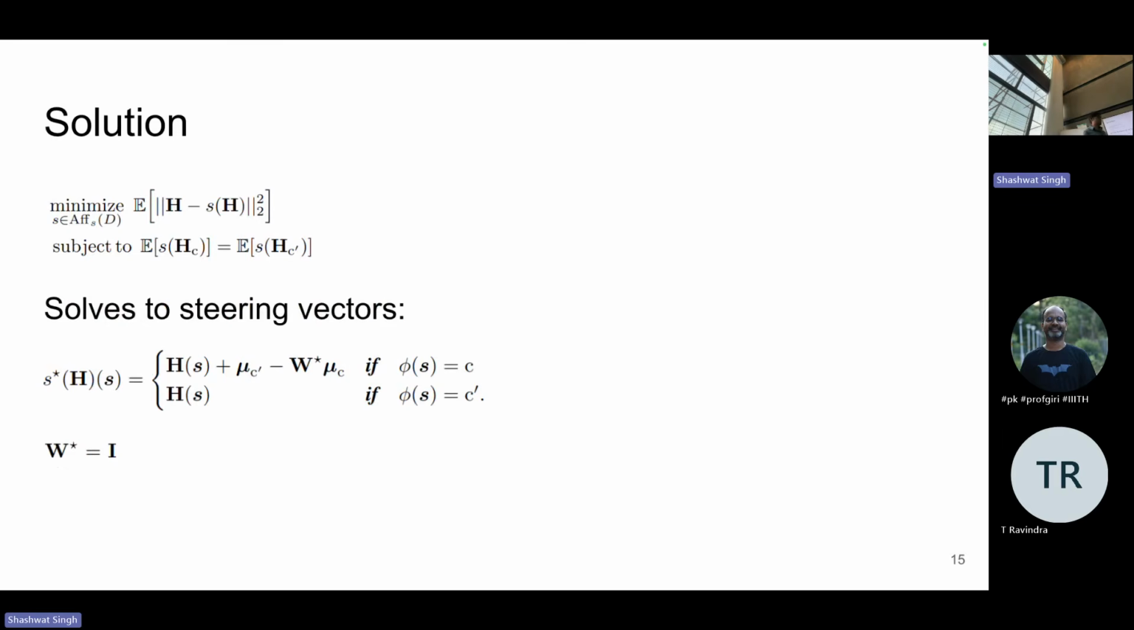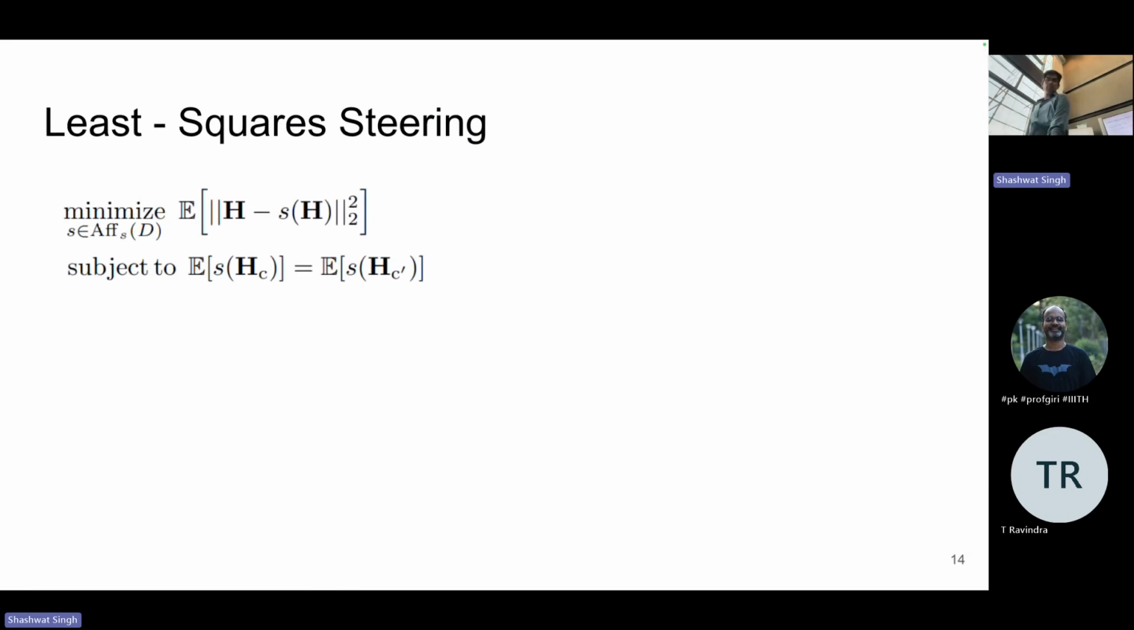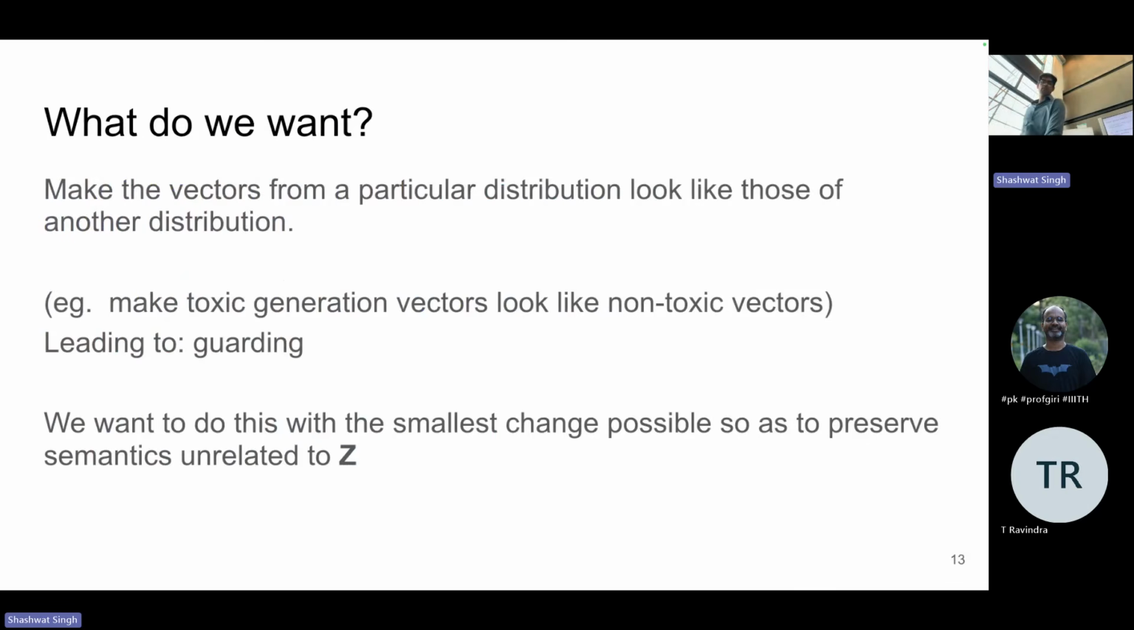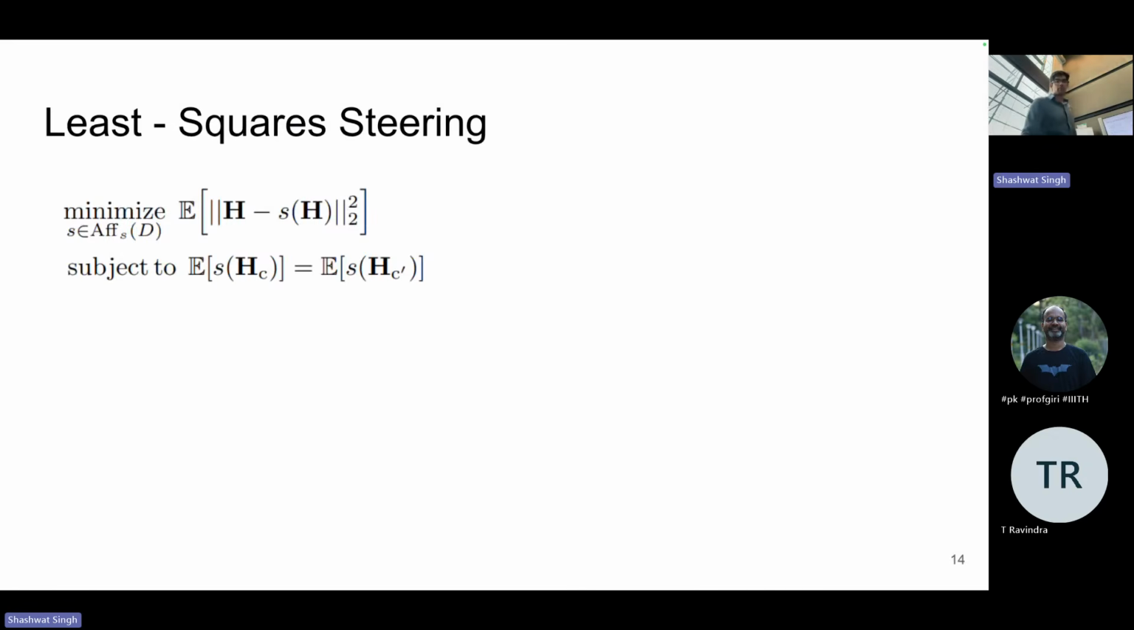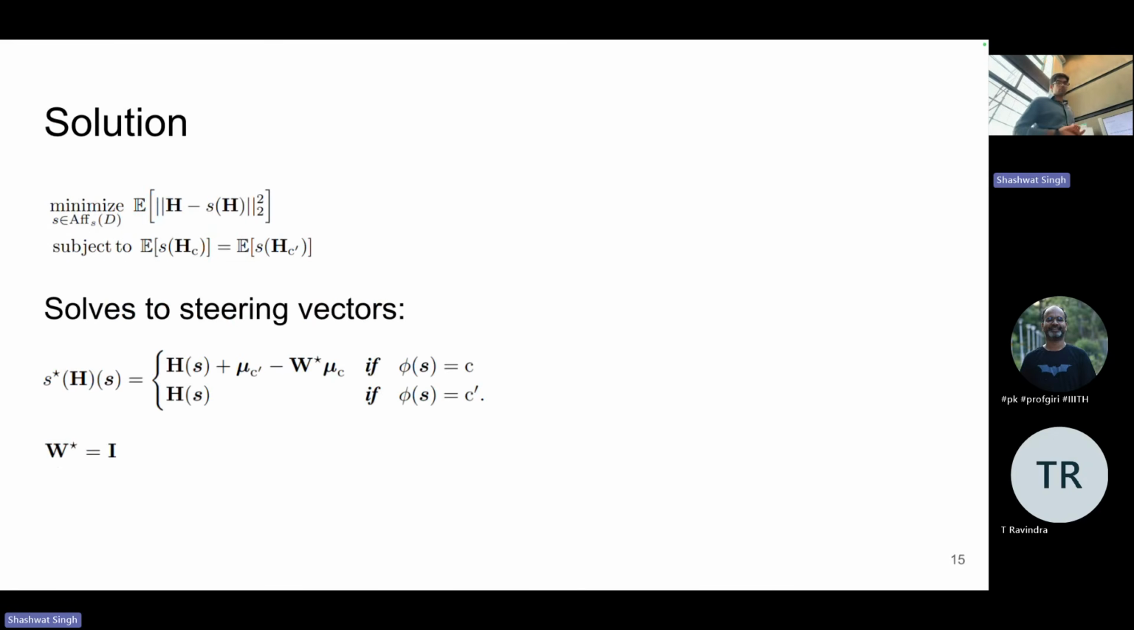So go to the last slide. Read the one before this. So we want the smallest change possible to preserve semantics unrelated to Z. Now come back to the next slide. Isn't it like you want to preserve what is unrelated? So let me just say, there are two things, right? One is the capital C control attribute. Let's say that for this equation.